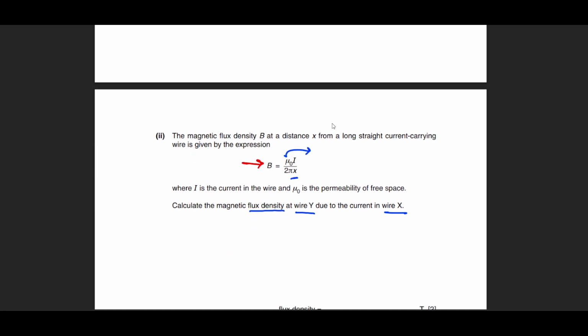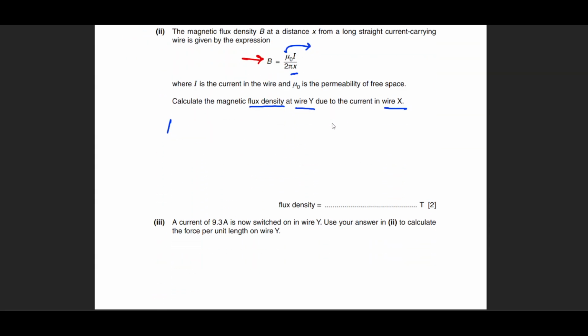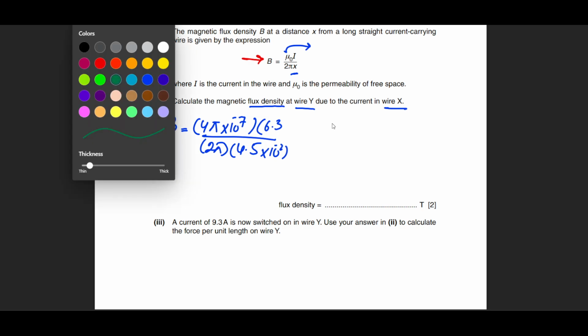Mu naught is the permeability of free space. You will find this value in the data booklet, and the rest of the values are given to us. The current is already known, that is 6.3. Let's calculate this value of B. B is equal to mu naught, which is 4 pi into 10 raised to the power minus 7, multiplied by current, which is 6.3, divided by 2 pi given in the formula, and x, the distance between them, which is 4.5 into 10 raised to the power minus 2, because centimeters have to be converted into meters.